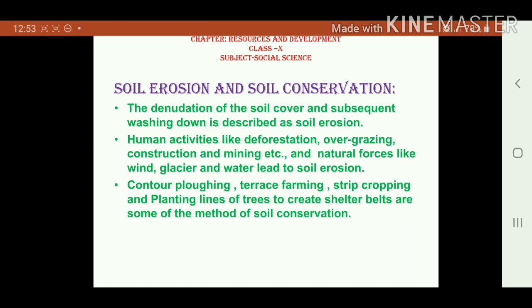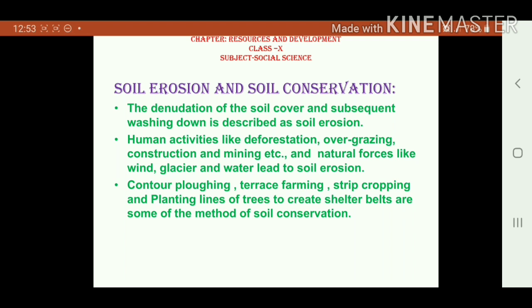Students, if such kinds of challenges exist, there again comes a question of what can be done to make sure that our soil remains conserved. So for soil conservation, what we can do: contour plowing, then terrace farming. Contour plowing and terrace farming, you have all studied in class 7. Then strip cropping and planting lines of trees.